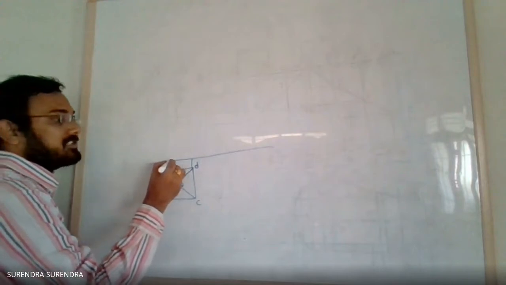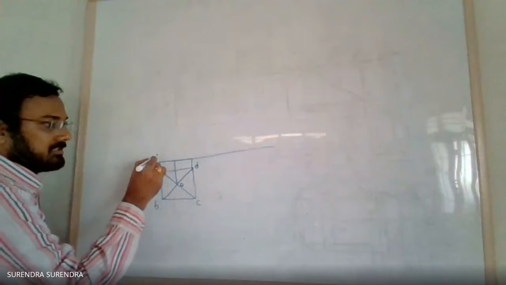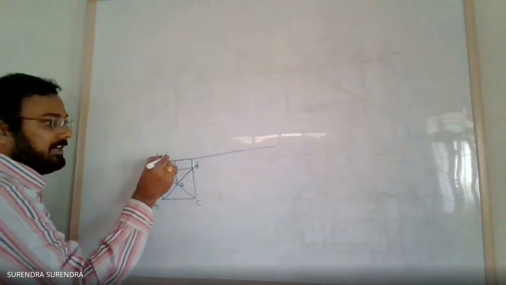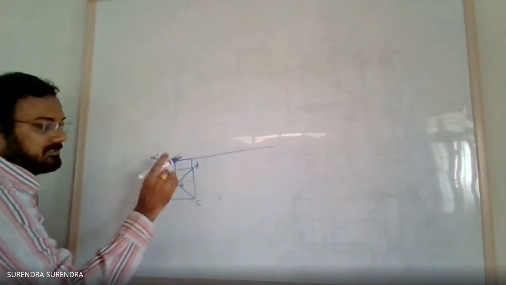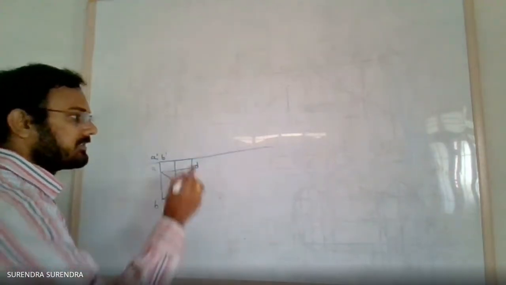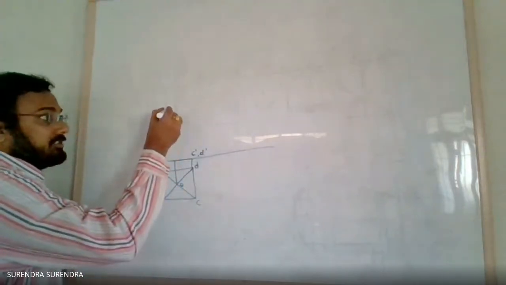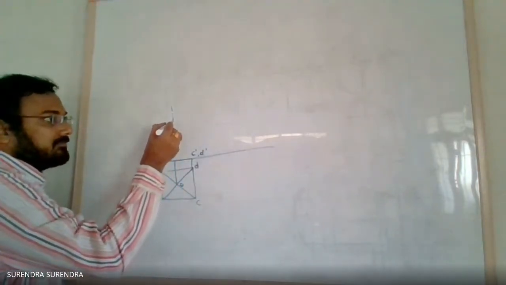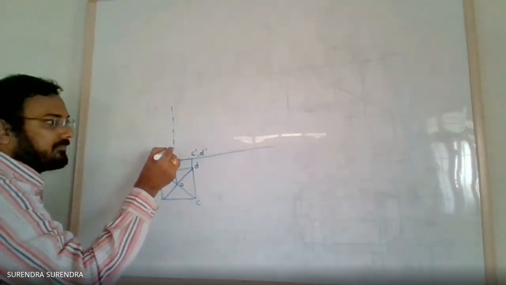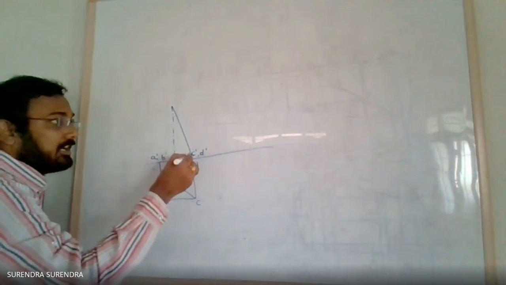As the base is resting on the horizontal plane, mark A dash, B dash, C dash and D dash. First draw the axis line. Join all the base corners to the apex.